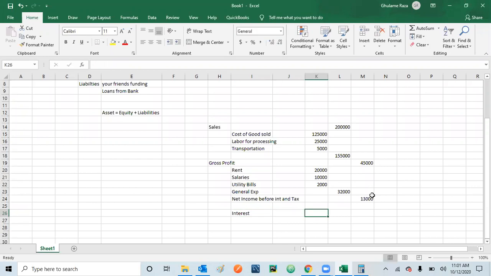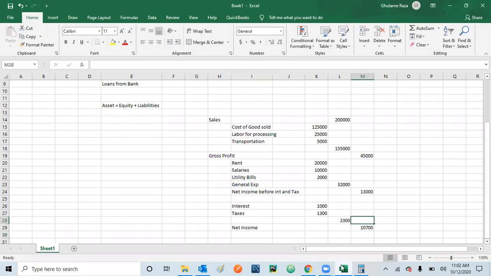Interest of 1,000, and I pay taxes on my business as 1,300. So all in all, my total amount is 2,300. I'll be minusing this 2,300 from this 13,000, and my net income is 10,700. So let's read this thing from here.